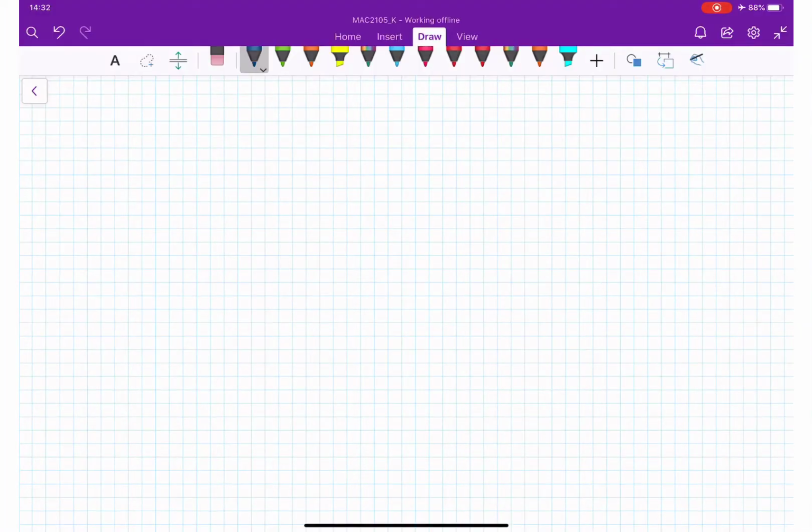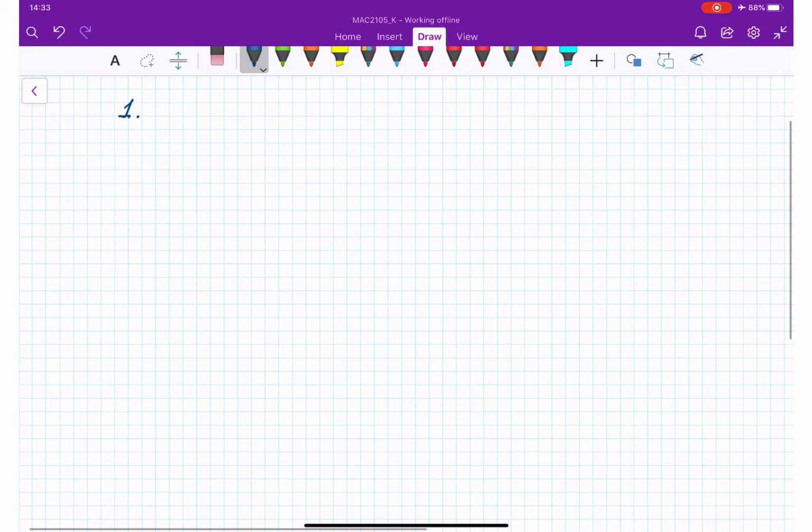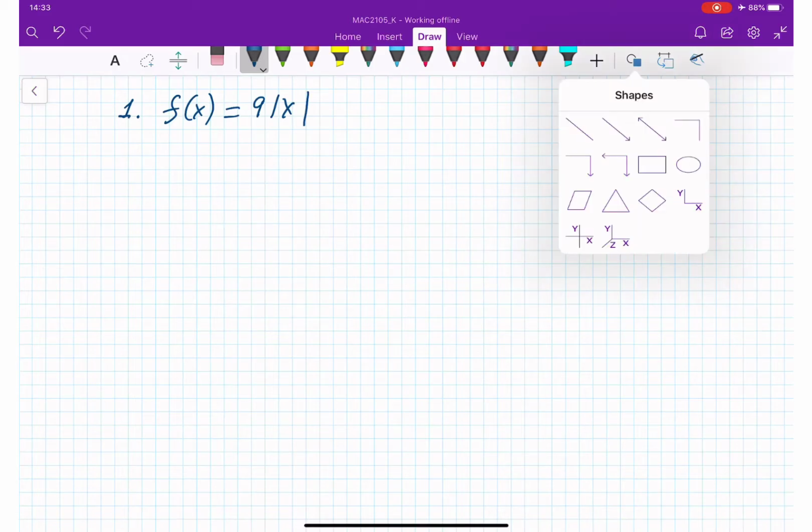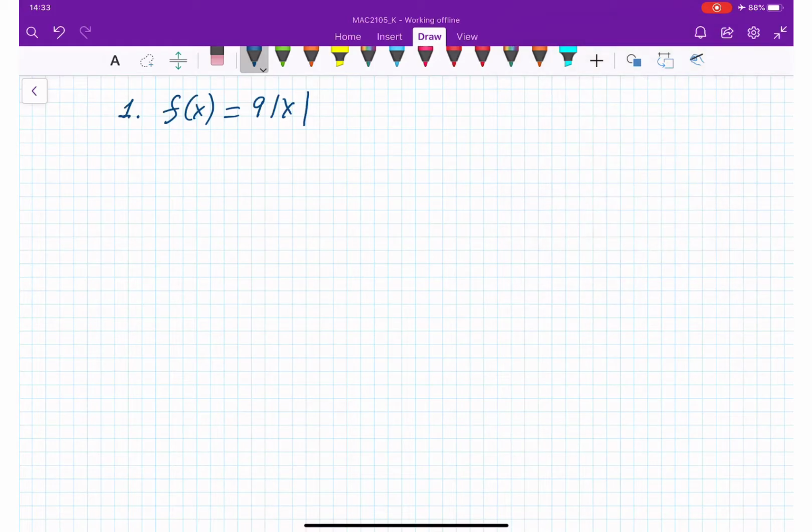Okay, question number 1. We need to graph f of x is equal to 9 absolute value of x. All right, let's do some table so we can understand what we are going to do.